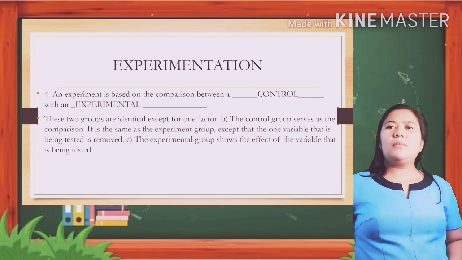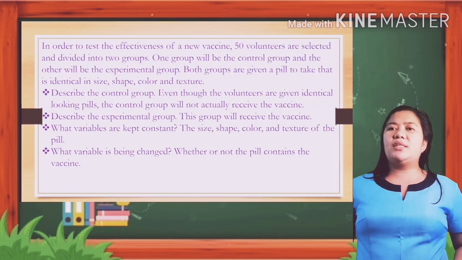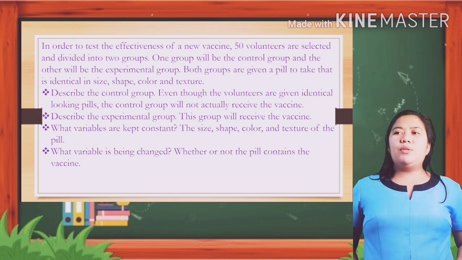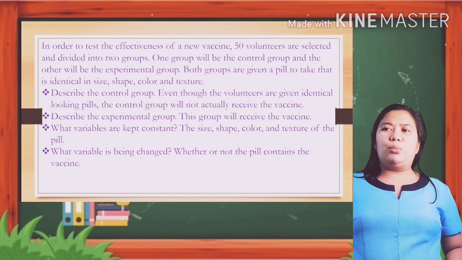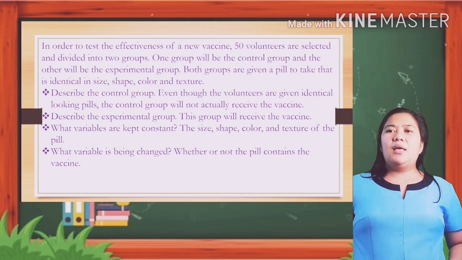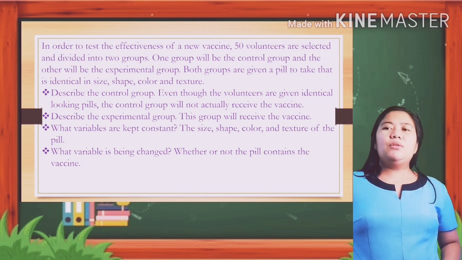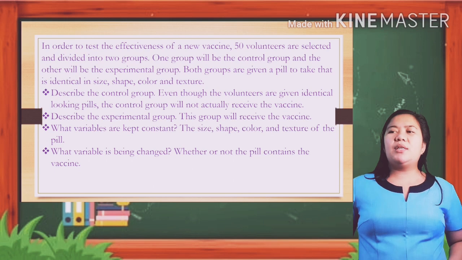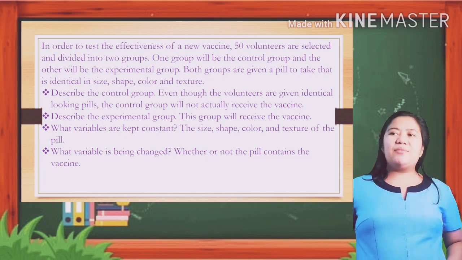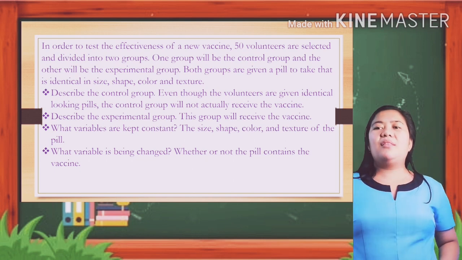hydroponic setup. So in order to test the effectiveness of a new vaccine, this is an example, 50 volunteers are selected and divided into two groups. One group will be the control group and the other will be the experimental group. Both groups are given a pill or vaccine that is identical in size, shape, color, and texture. Now, the control group, even though the volunteers are given identical looking pills, will not actually receive the vaccine. Okay? The experimental group will receive the vaccine.